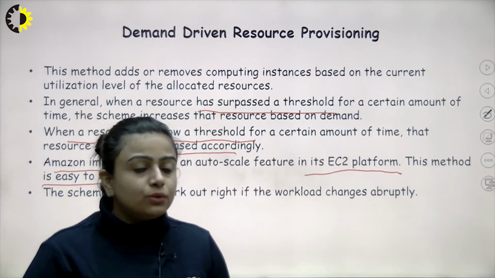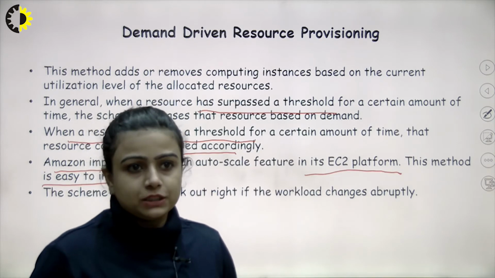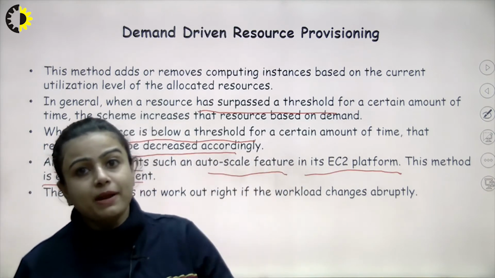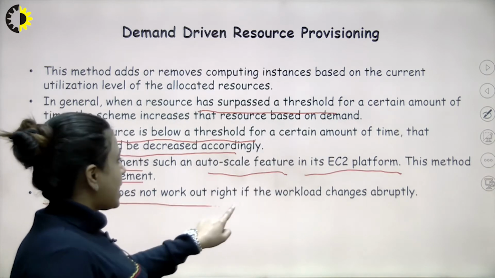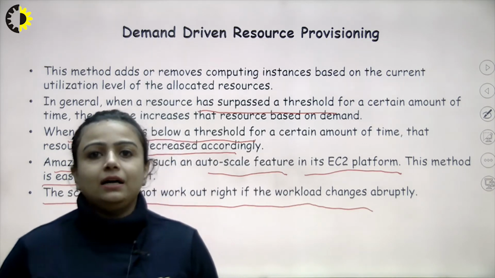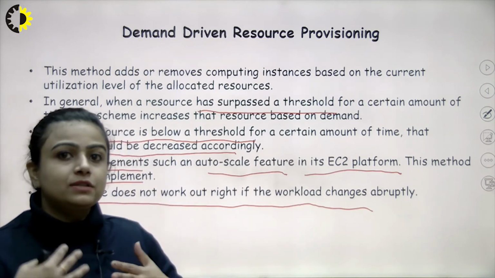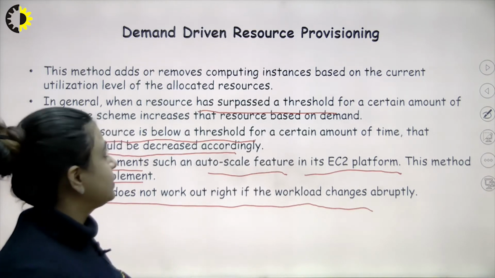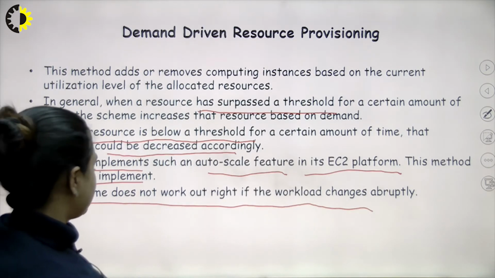So you do not waste a lot of time during this procedure, and you take care that whatever is happening is working in accordance with the kind of demand the market is having. Lastly, the scheme will never work right if the workload is changing abruptly. That means we should have an idea of what trend we are following. The trend will always decide the kind of demand, and the softwares can only be allocated in that direction. So these are some important points that we should keep in mind while working with demand driven resource provisioning.